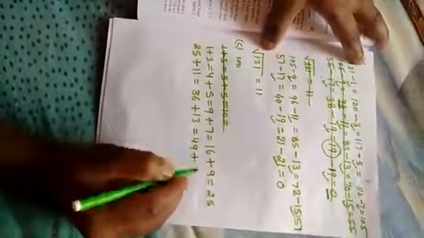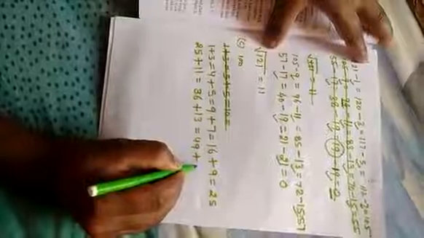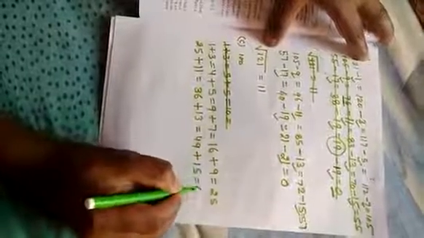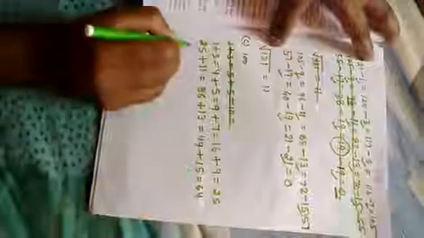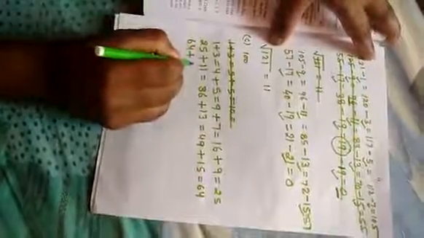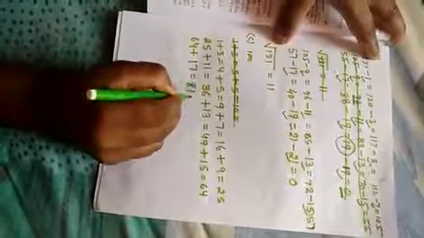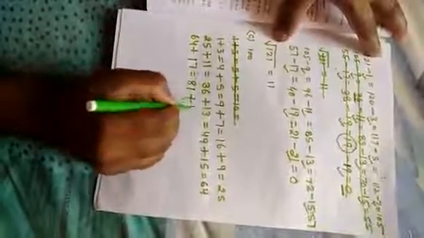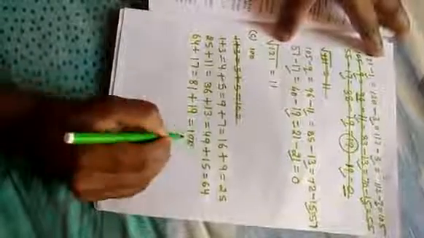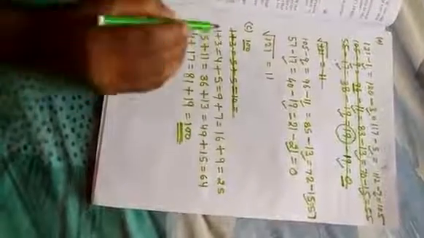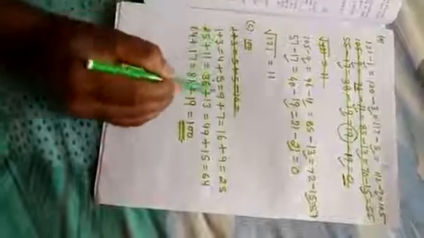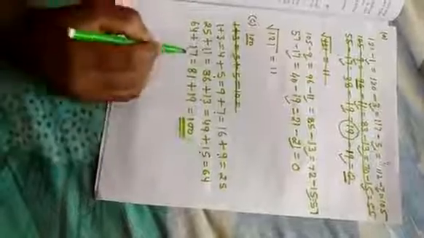In 49 we will add 15, that is 64. In 64 we will add 17, that will be 81. In 81 we will add 19, that will be 100. So you get that the number 100 is coming. But after how many additions is it coming? 1, 2, 3, 4, 5, 6, 7, 8, 9 and 10.